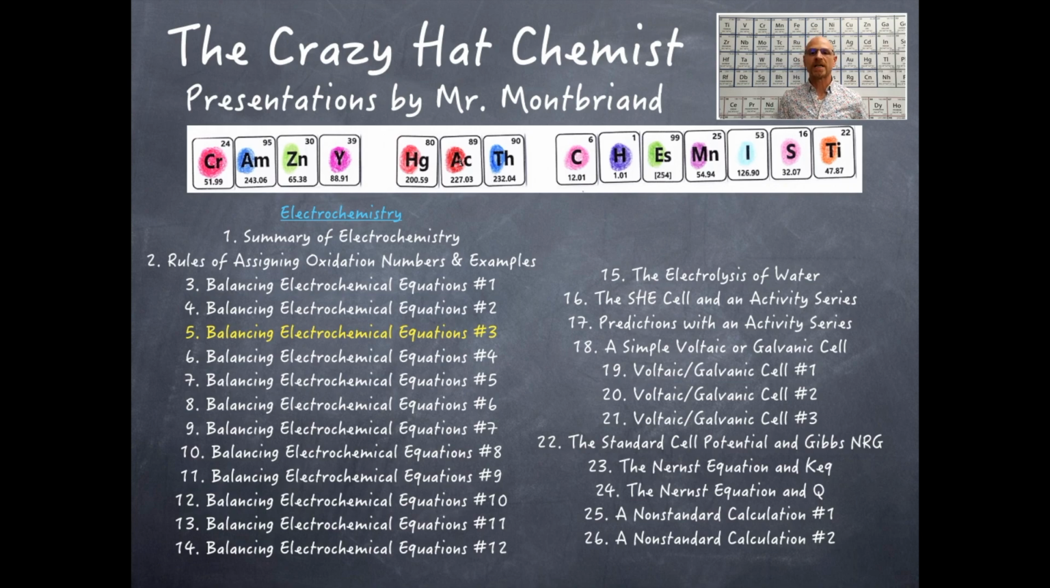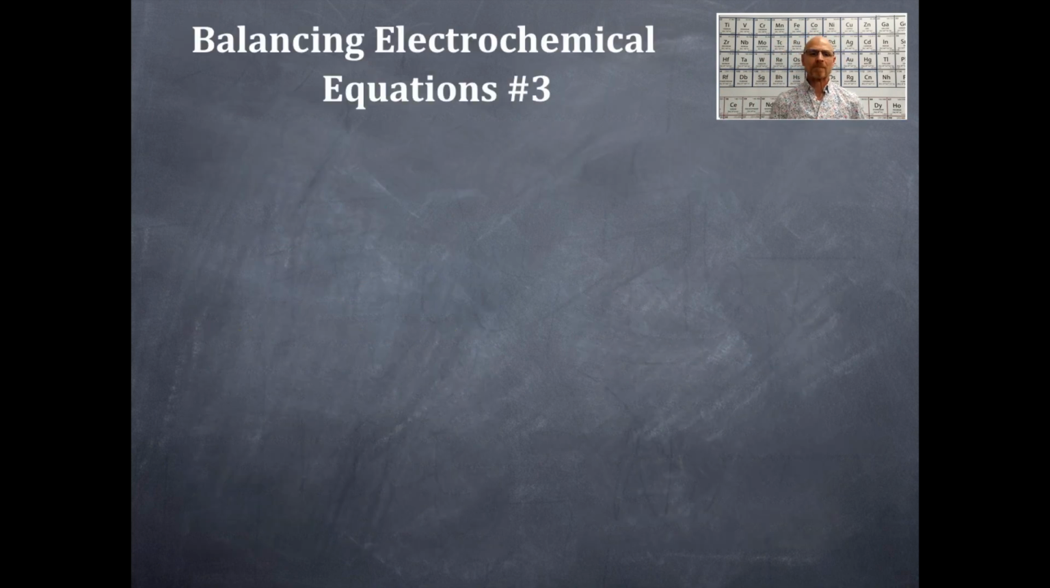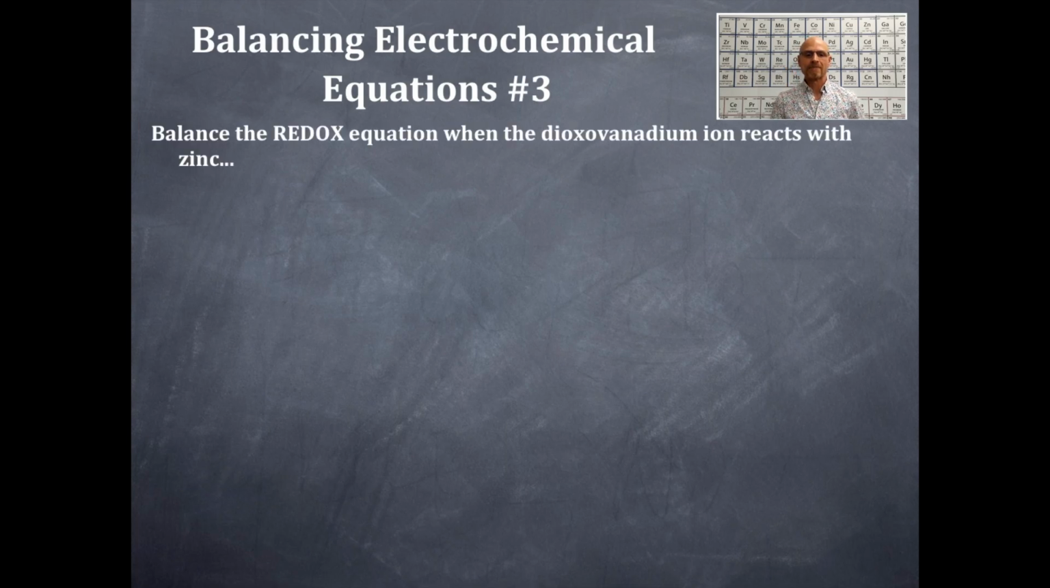So another video here in electrochemistry, and we're feeling kind of unbalanced, so let's get balanced. Here we go. Bam! So balancing electrochemical equations number 3. Balance the redox equation when dioxovanadium ion reacts with zinc. Now most of you probably don't know this reaction, so this is just going to be popping this in here just like that, and now what we're going to do is balance this, okay?